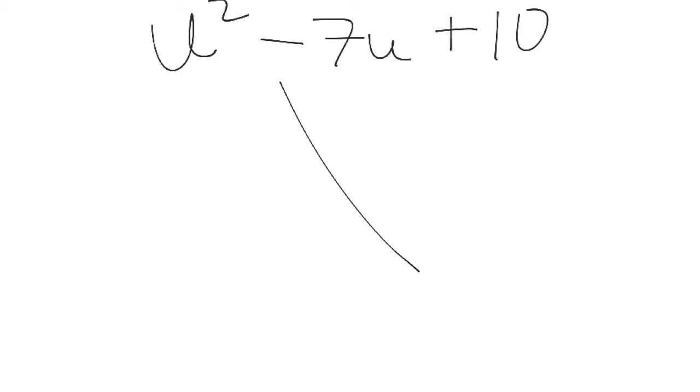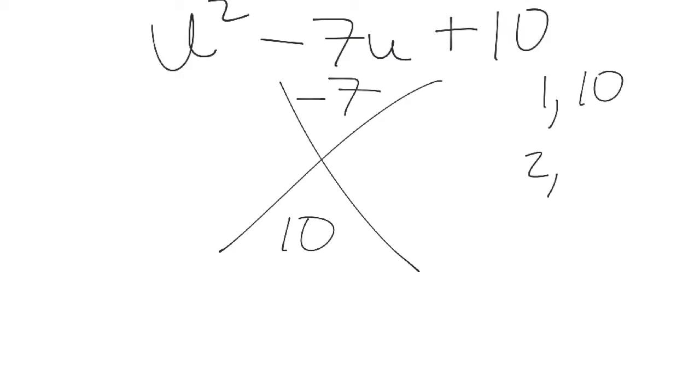I want to know what two numbers add up to negative 7 and multiply up to positive 10. Well, what are the factor pairs of 10? We've got 1 and 10, 2 and 5, and that's it. Neither of these add up to negative 7, because 2 plus 5 is positive 7.